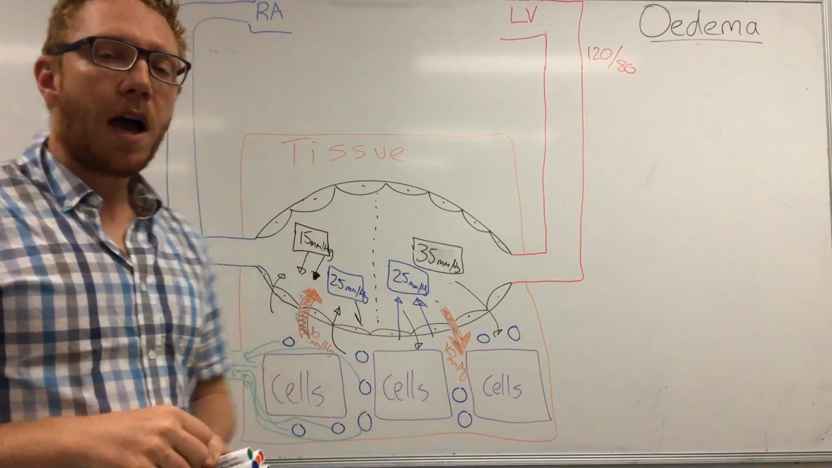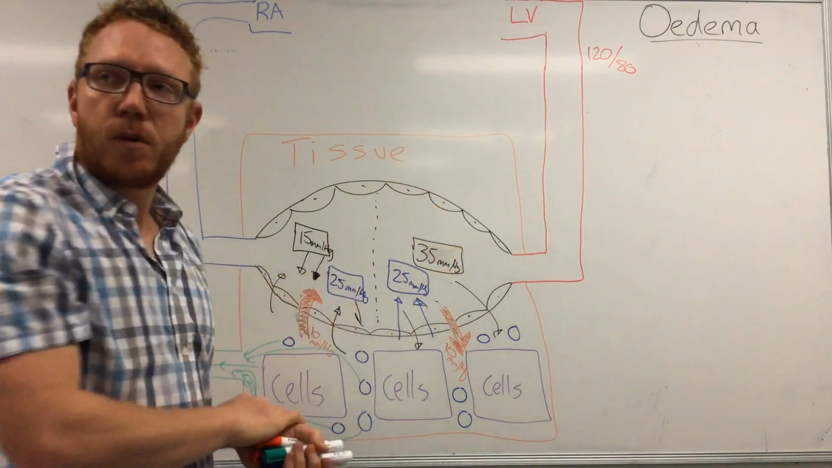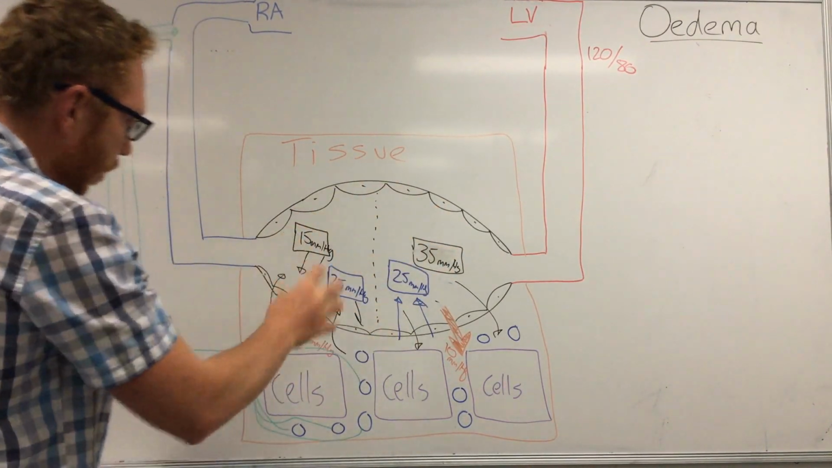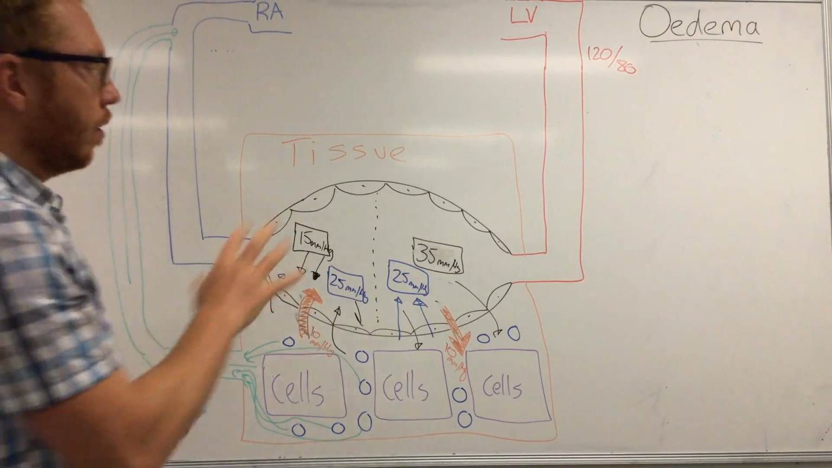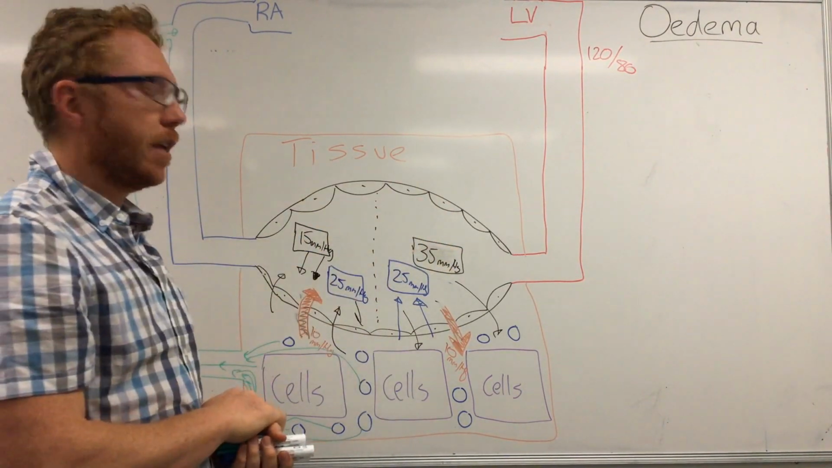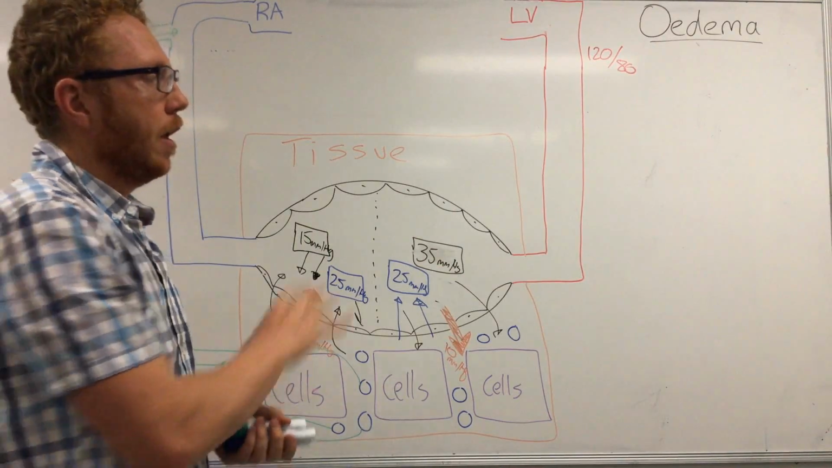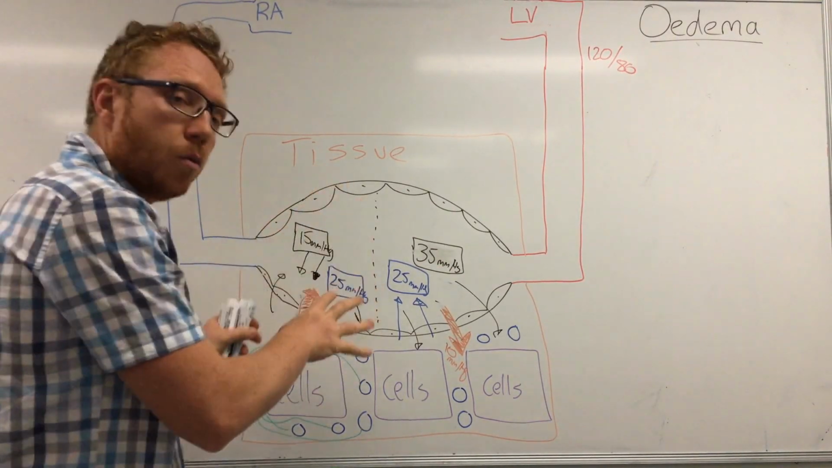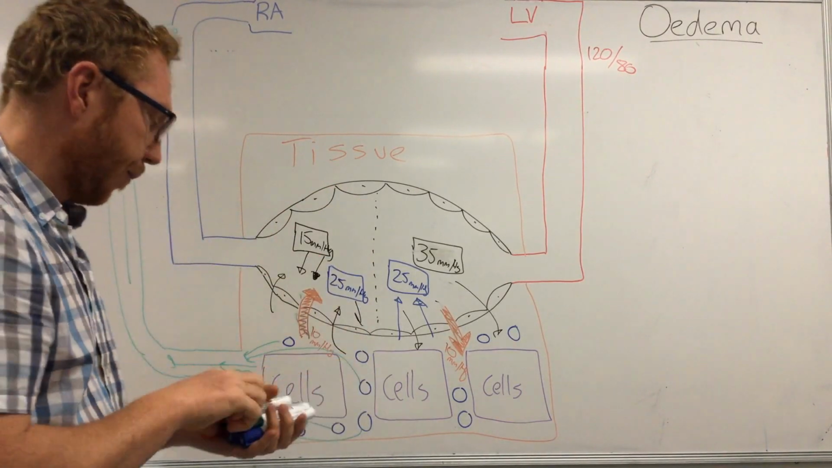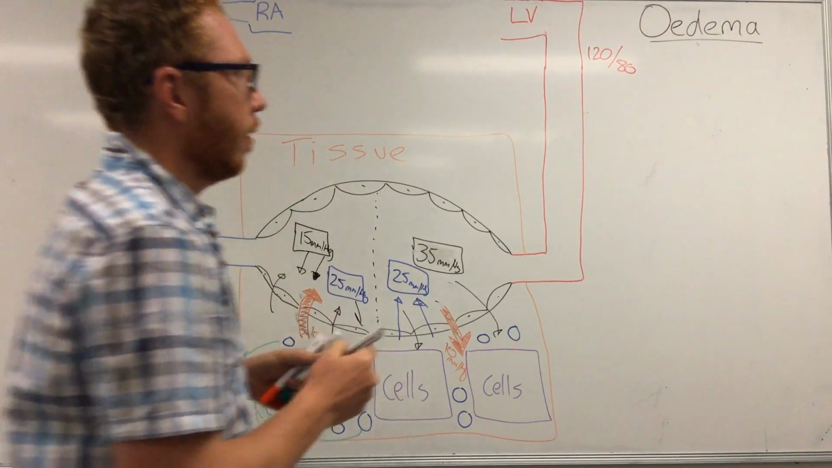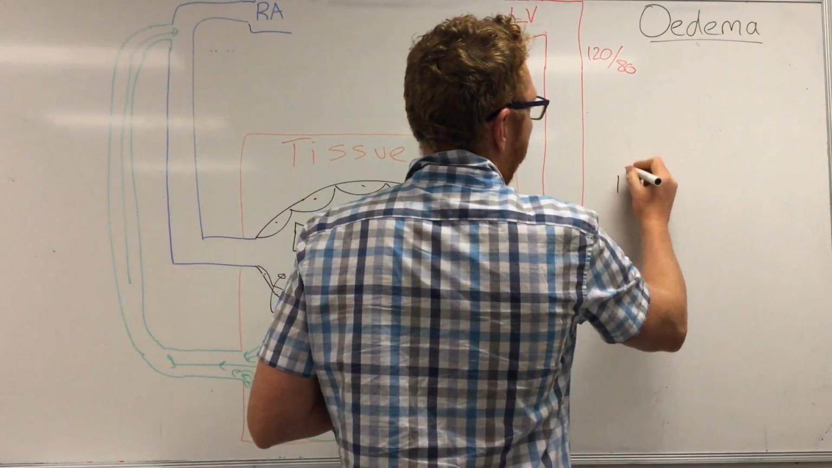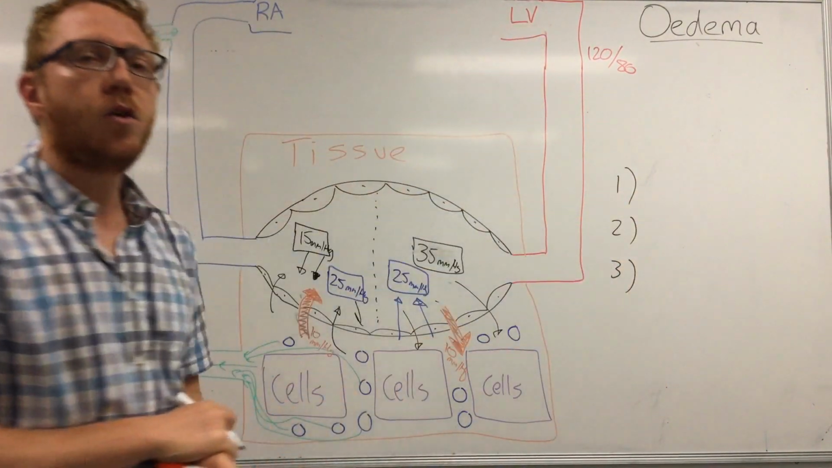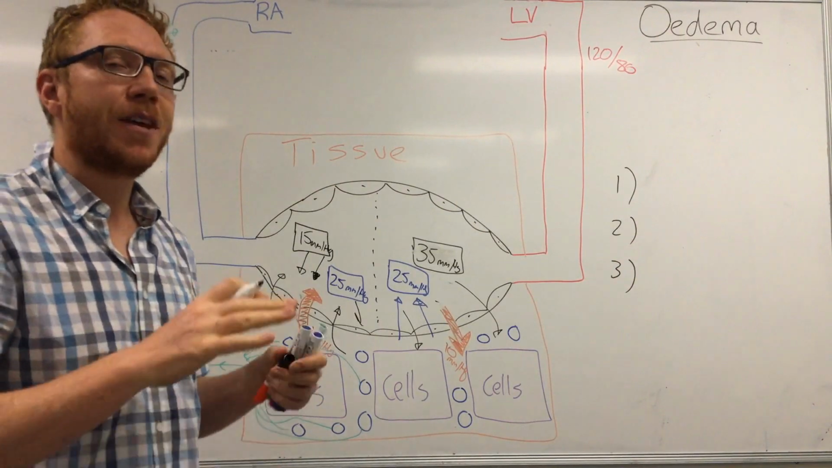So with this in mind, you've got a hydrostatic force, you've got an oncotic force, which is bringing it back in, and you've got a lymphatic drainage. So these are the three areas that we have the fluid dynamics. And this is kind of the three mechanisms of how, if it doesn't work, you will get edema. So therefore, there are three main mechanisms of how you will develop edema.